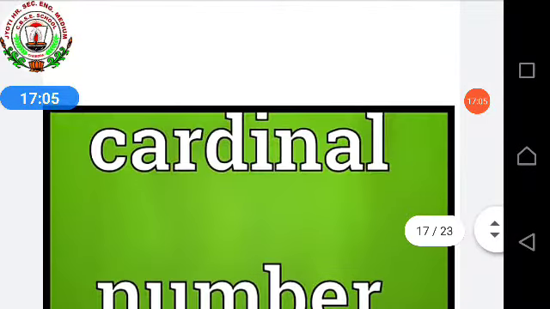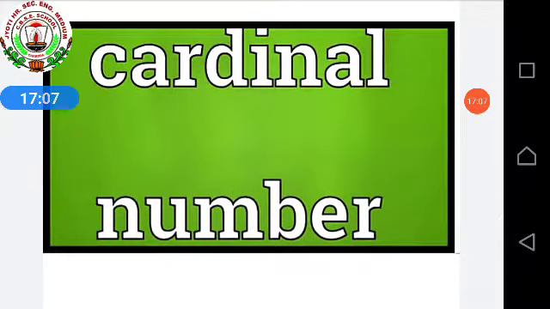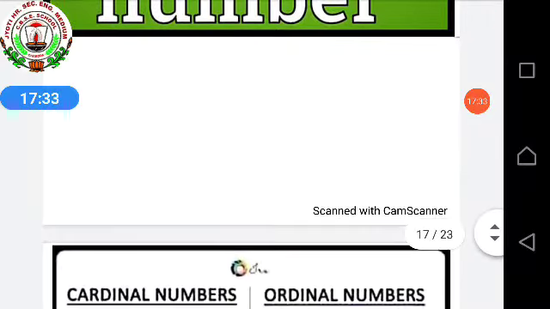Your next topic is cardinal numbers. What do you mean by cardinal? You might have learnt in maths. A number denoting quantity, that is ONE, TWO, THREE, etc., as opposed to an ordinal number. Ordinal means order, serial wise. First position, second position, third position, is it? Etc. are called ordinal numbers. See the examples.